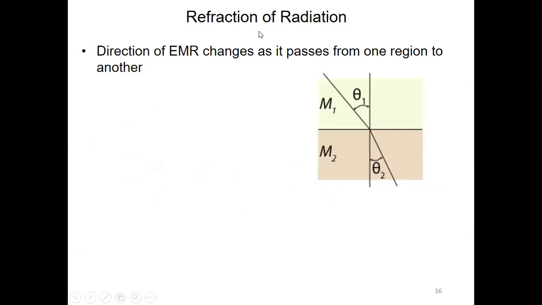Then the refraction of radiation. You might have learned refraction when you were in the O-level classes also. When light passes from one region to another, the light can be bent. For example, if we put a rod or a pencil into a glass of water, you will see the bending of this rod. This is because of the refraction of the radiation.